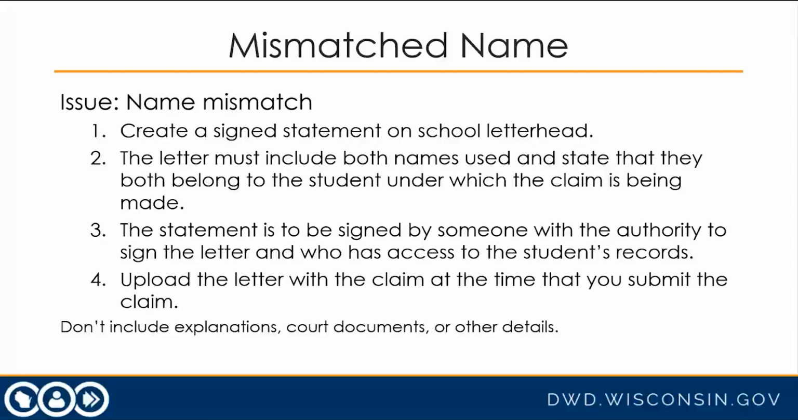Create a signed statement on school letterhead. The letter must include both names used and state that they both belong to the student under which the claim is being made. The statement is to be signed by someone with the authority to sign the letter and who has access to the student's records. Upload the letter with the claim at the time that the claim is submitted.